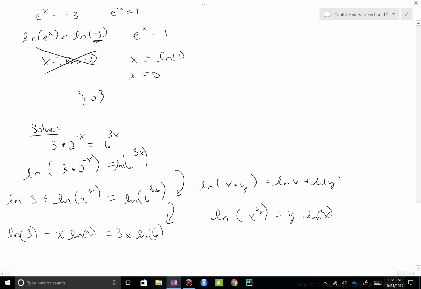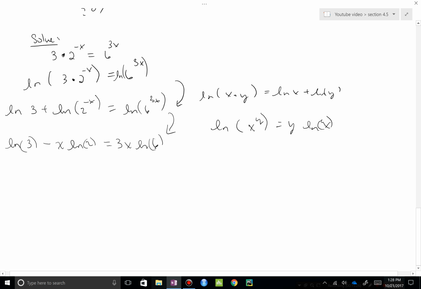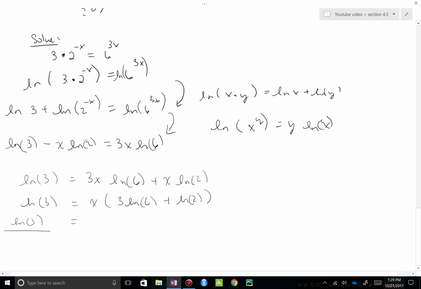Now I need to solve for x. So I'm going to put all my x on one side. In the spirit of keeping things positive, I'm going to add that over. ln of 3 equals 3x ln of 6 plus x ln of 2. I'm going to factor these x's out. So I end up getting x times (3 ln of 6 plus ln of 2) equals ln of 3, and then divide by that number, which is some nonsense. Well, not nonsense, but it's irrational. I have a tendency to call things nonsense.